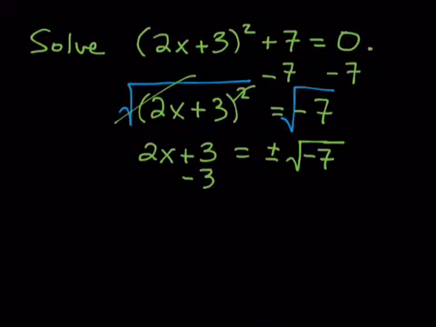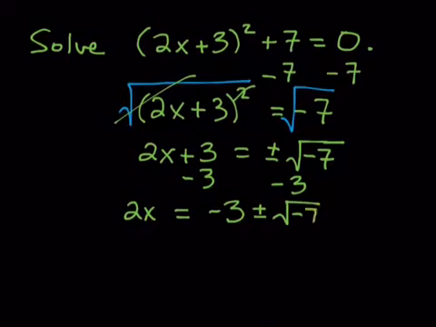So I'm going to subtract 3. And on the left we have 2x. The right looks like a little bit of a mess, but actually these are considered to be not like terms because we've got an integer number and we've got a square root number. So I can't really combine those. And what you'll usually do with those is put this integer number first, so -3, then the plus or minus, and then you put this square root part next.